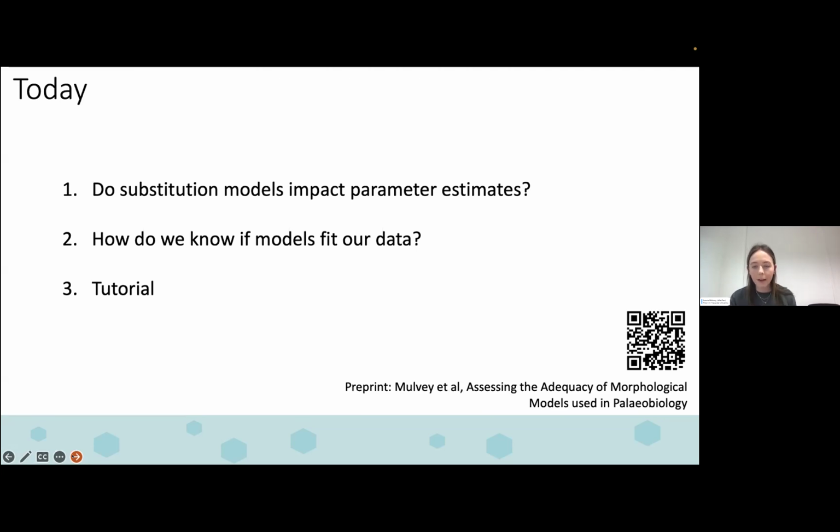Everything that I'll be talking about today comes from this preprint that's out. There's a QR code if you're interested. This is the first chapter of my PhD, and it's out in a preprint now, but it's in revisions, so hopefully it will be out quite soon.